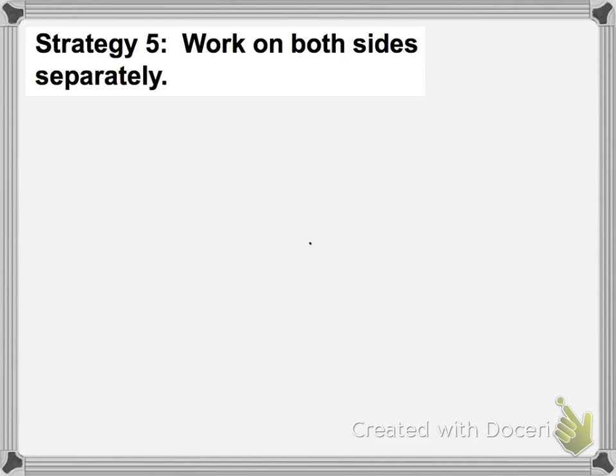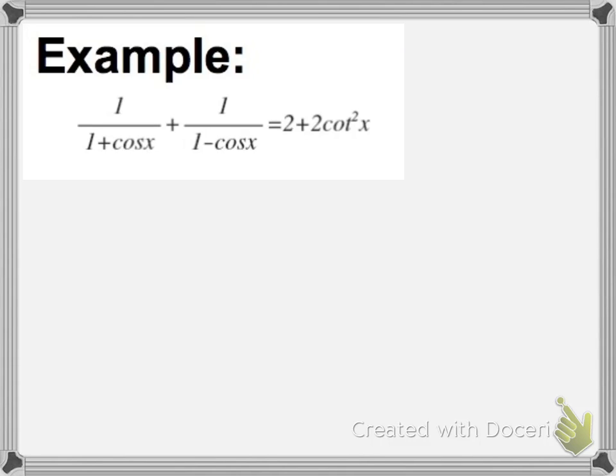Another strategy is sometimes it's useful to work on both sides separately if the two sides seem sort of complicated. And so in this case, both sides seem, like I said, sort of complicated, and so we can try and work on both of them if necessary and sort of meet in the middle. On the left side, I've got two fractions. They both have cosine in them, so I can't really reduce it into other trig functions. But I do see two fractions, and so I can try to get a common denominator.